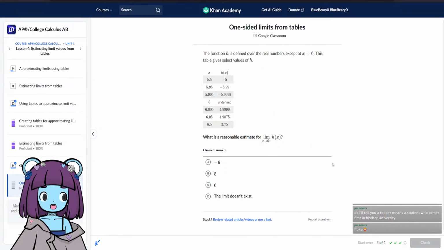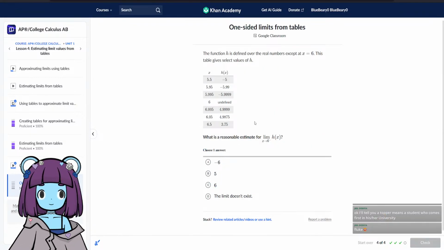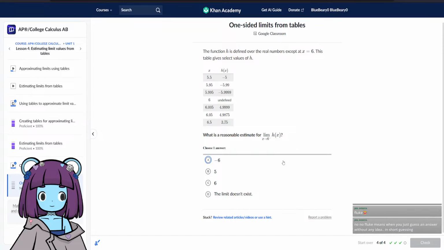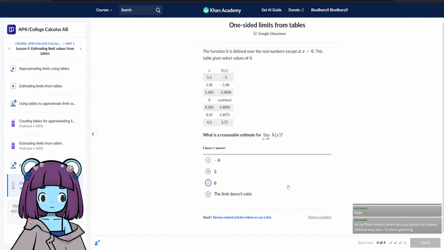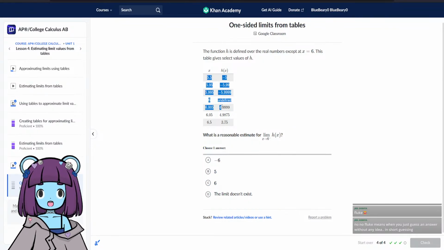Guessing? I actually understand. What do you mean? They're not just guesses, they're educated guesses, alright? I have an idea. I'm trying to explain this as best as I can.